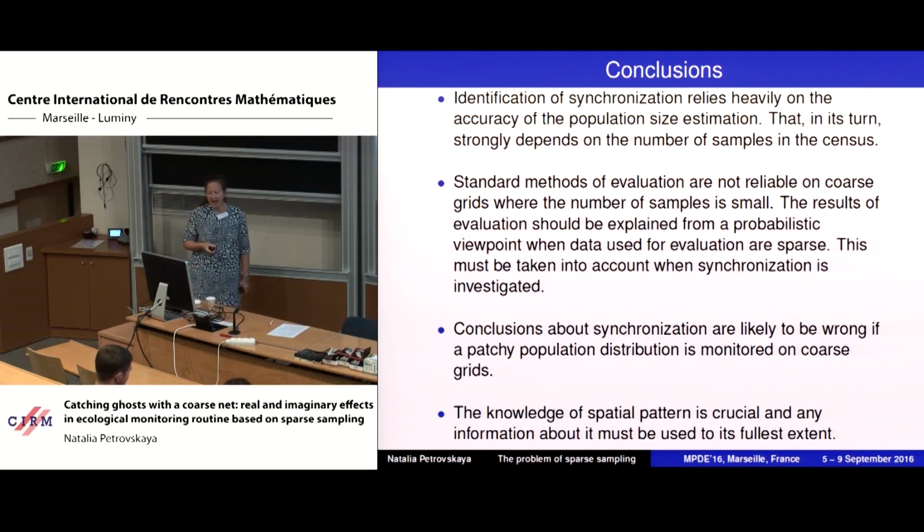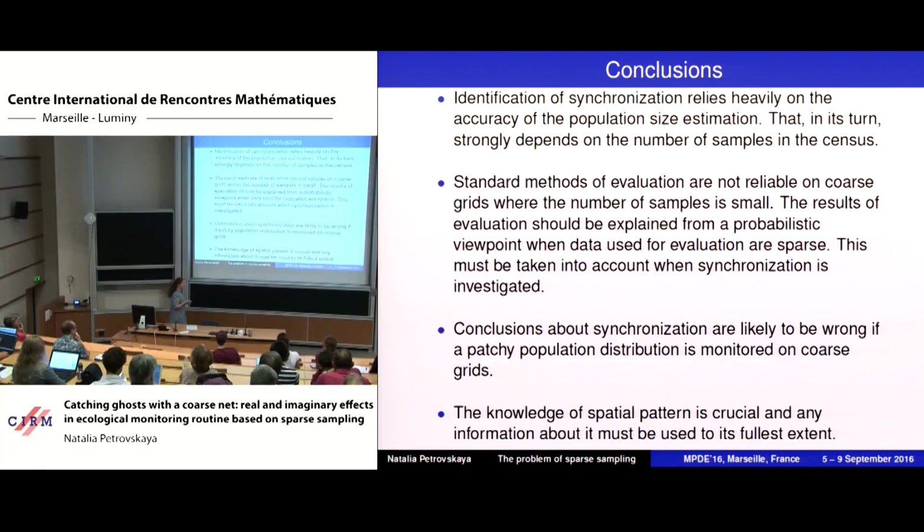So in conclusion, when we have a sampling procedure and we have a coarse grid of samples, we must be very, very careful about the results of our evaluation. Inaccurate evaluation is dangerous on its own, but if we use this information as input for a different ecological problem, in my case a problem of synchronization, then the conclusions about that problem will be affected as well.